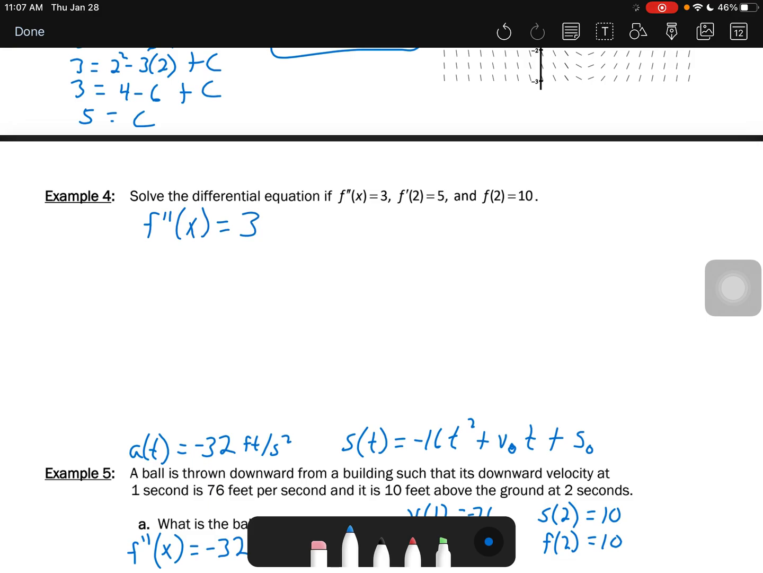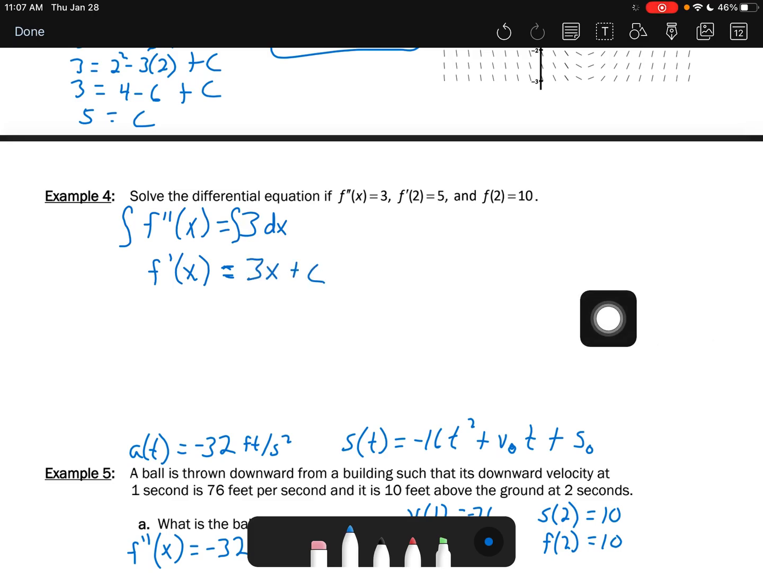We know that f double prime equals 3. Now I'm going to integrate like I did before, because this is a second derivative. I'm going to integrate this side, and technically I have a dx on there. When I take the antiderivative of a second derivative, it brings me down to a first derivative, so now that's f prime, and the antiderivative of a constant is just going to be 3x, but I have to put plus c with that. This is important because we have to find that c. They've given us some information about the first derivative: f prime of 2 is 5.